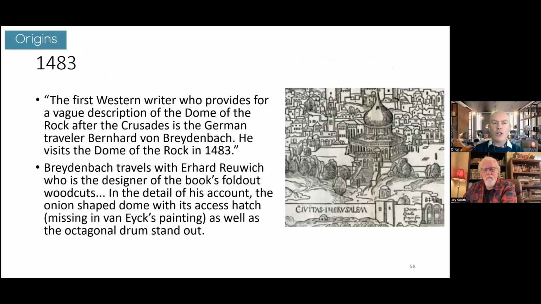We have this from 1483. You can see clearly it's a very different roof on the Dome of the Rock. The first Western writer who provides a vague description of the Dome of the Rock after the Crusades is the German traveler Bernhard von Bredenbach. He visits the Dome of the Rock in 1483. He travels with Erhard Ruhwig, who is the designer of the book's fold-out woodcuts. In the detail of his account, the onion-shaped dome with its access hatch, as well as the octagonal drums, stand out. So you can see clearly that the Dome of the Rock still hasn't been built as it is today.